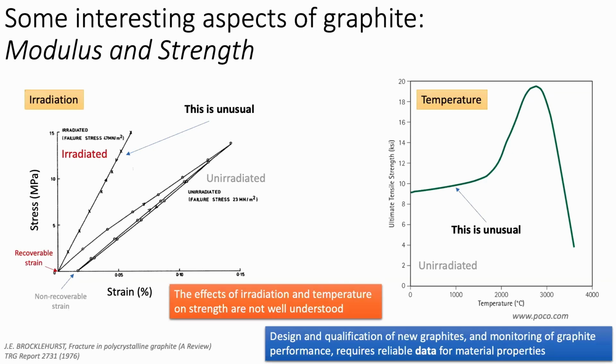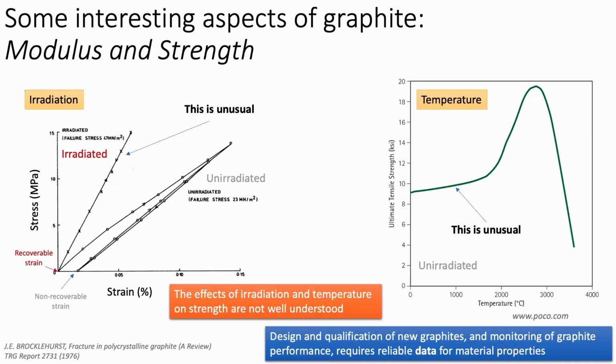Graphite in the unirradiated condition has non-linear elastic properties and non-recoverable strain. You irradiate it, the stiffness increases and that non-linearity disappears. Also, if we look at the effects of temperature, ignore the very high temperature stuff, but its strength increases as you go up in temperature. This is interesting for material scientists, okay? It also means that you can't predict how your graphite is going to behave.